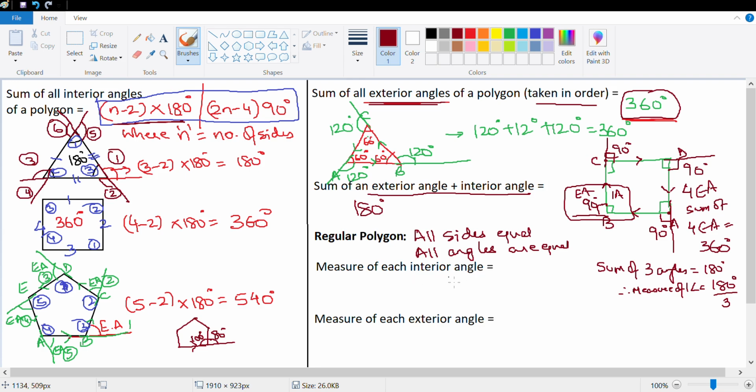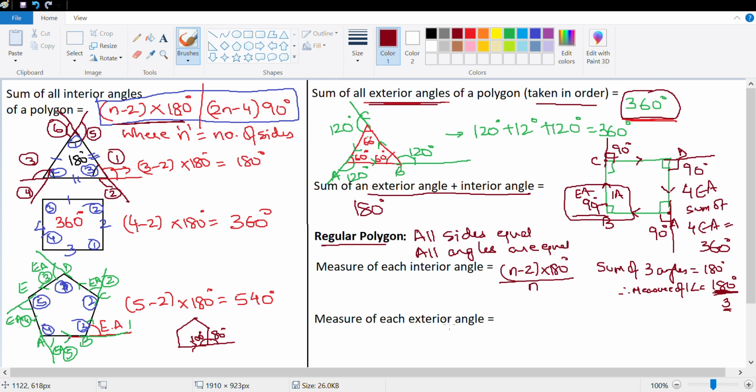Each interior angle, so 180 degrees is the sum of all interior angles. In this case, n minus 2 into 180 degrees. And what is 3? 3 is basically the n in case of a triangle. So this is n. So the measure of each interior angle of a regular polygon is n minus 2 into 180 degrees upon n.